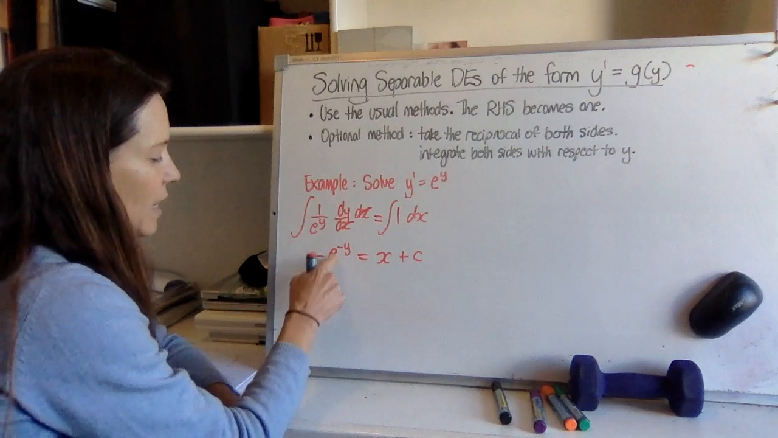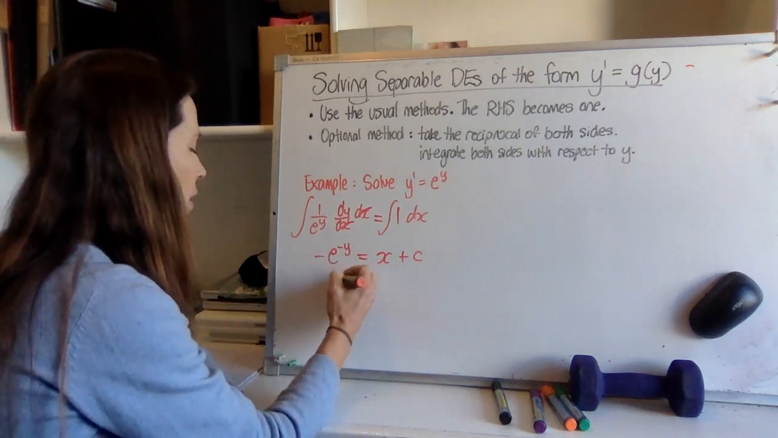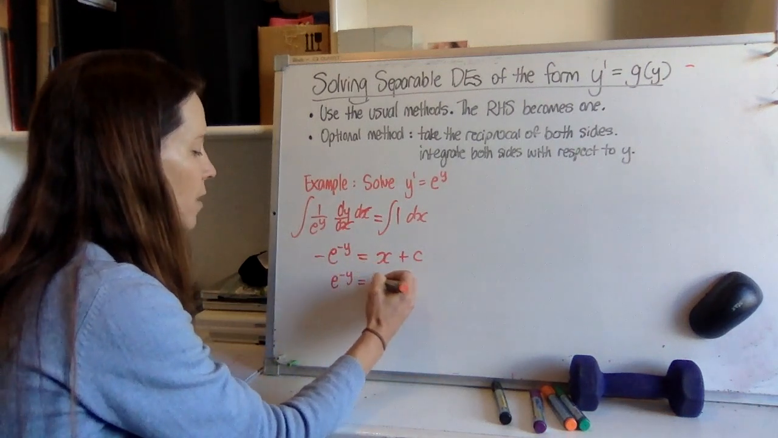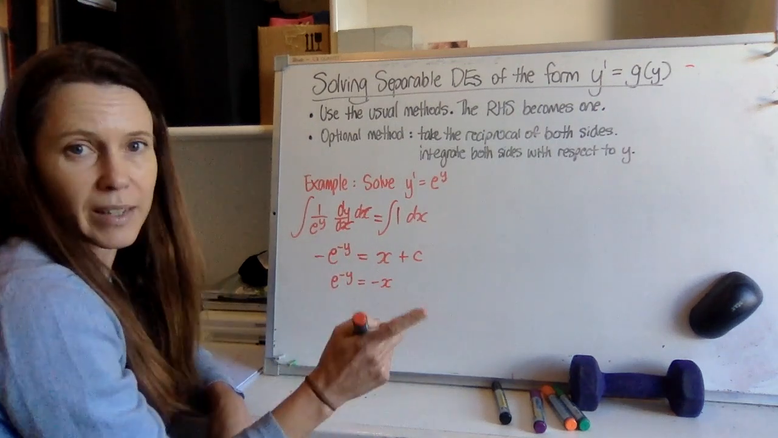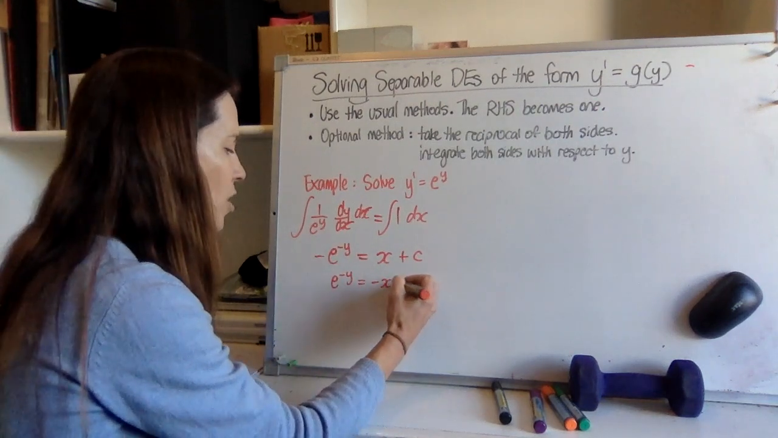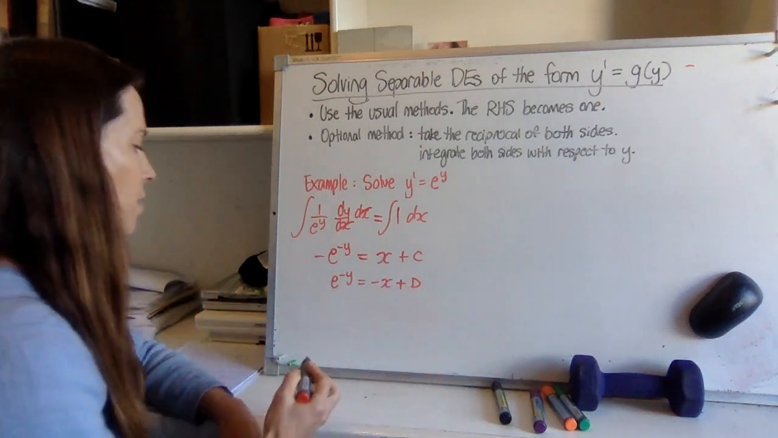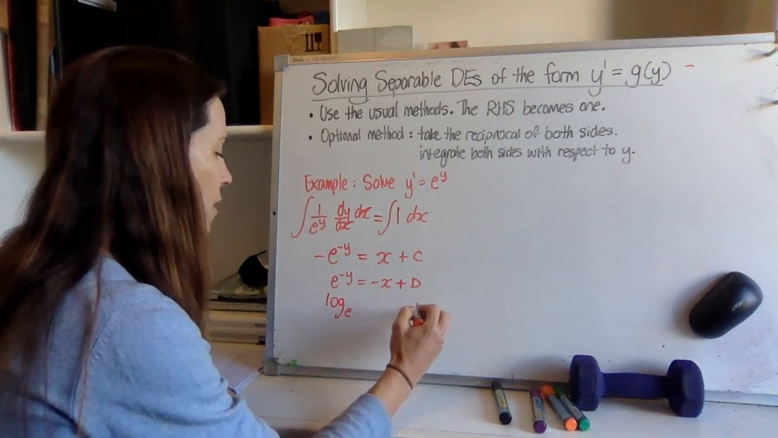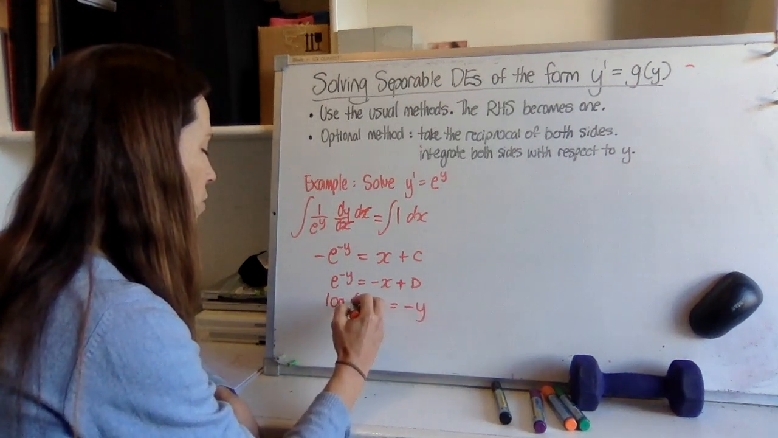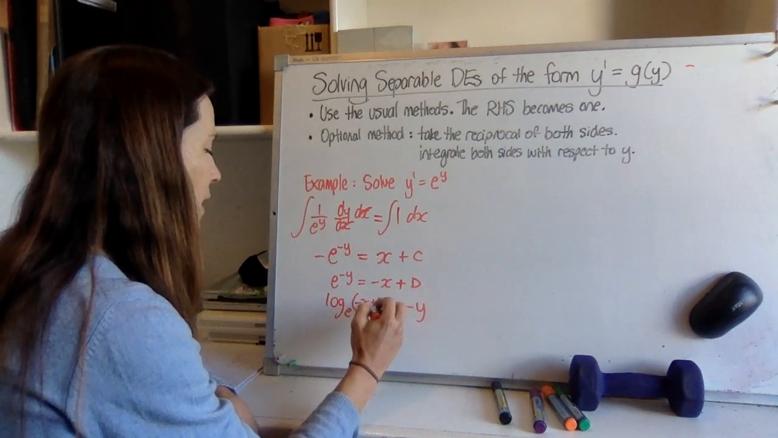So now I need to get e to the minus y by itself. So I can multiply both sides by negative 1. So I get negative x. I could write minus c. I could even write plus c, acknowledging that c's changed. But if c's changed, I tend to like to call it d. That's just me. And now I can write this as a log and say e to the power of minus y is equal to negative x plus d.